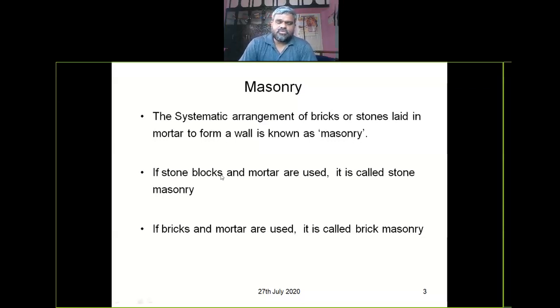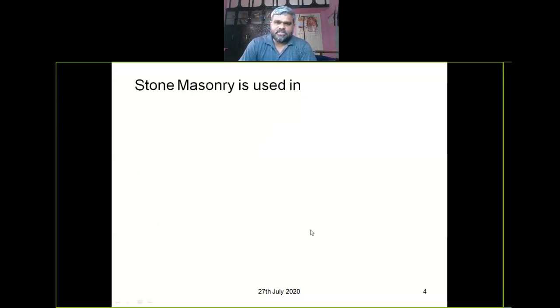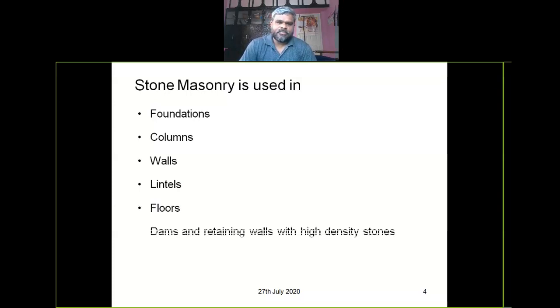If stone blocks and mortar are used, it is called stone masonry. If bricks and mortar are used, it is brick masonry. Stone masonry is used in foundations, columns, walls, lintels, floors, dams and retaining walls with high density stones, monumental structures and carving with soft stones.